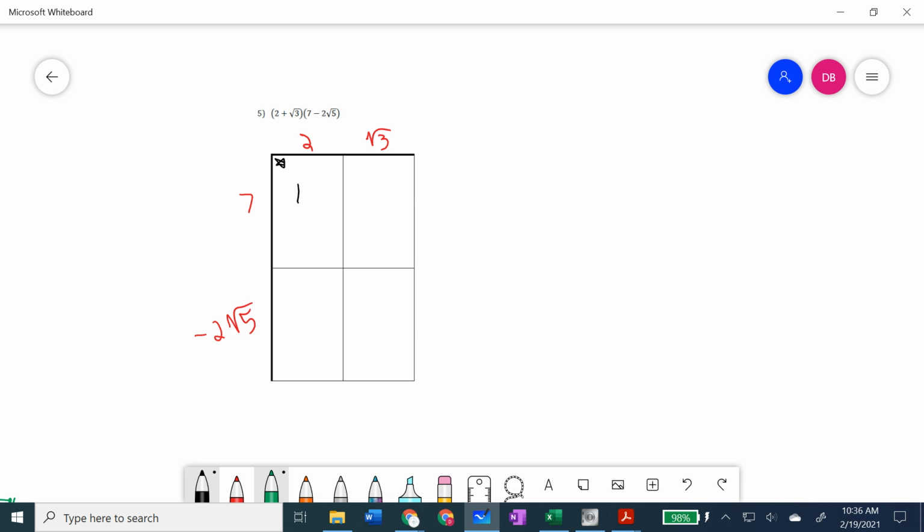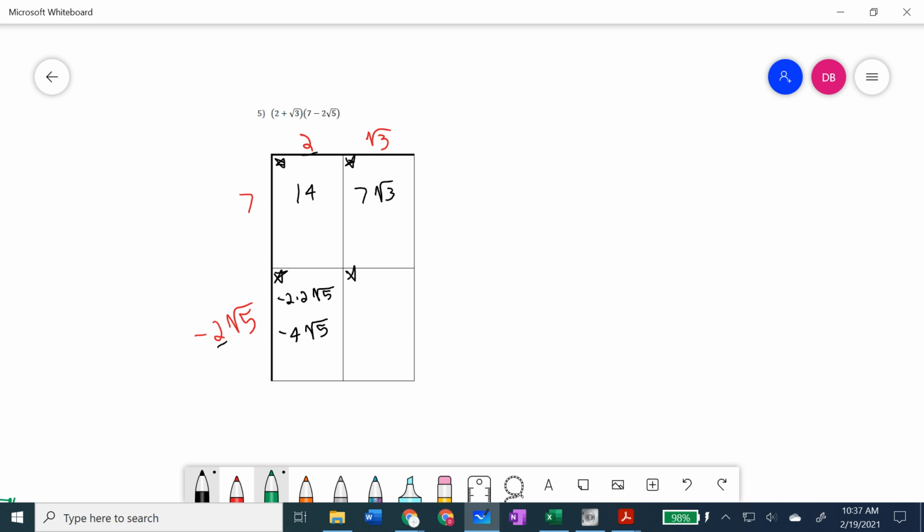First box, 7 times 2, 14. Second box, 7 times root 3. They can't combine in any way. Third box, I have negative 2 root 5 times another 2. So I can multiply the numbers that are not under a square root together and combine them.